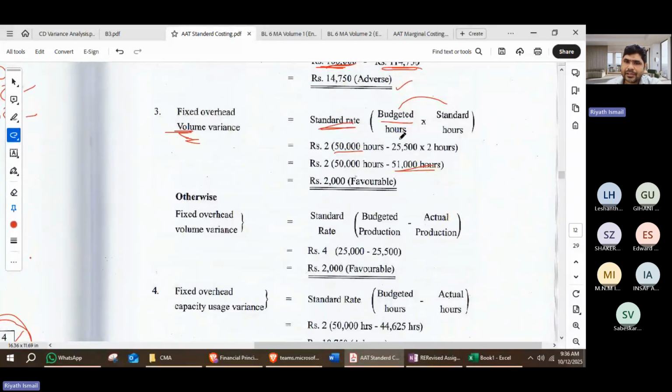Fixed overhead volume variance, budgeted hours minus standard hours. So that's a difference. How many? 1,000 hours different. Standard rate per hour 2. So therefore 2,000 favorable. Do you have any questions regarding why we have favorable?